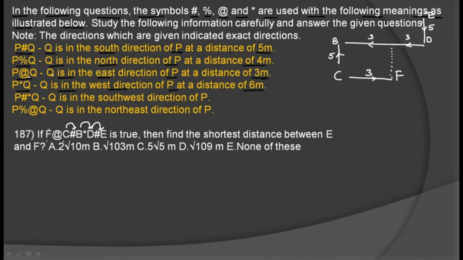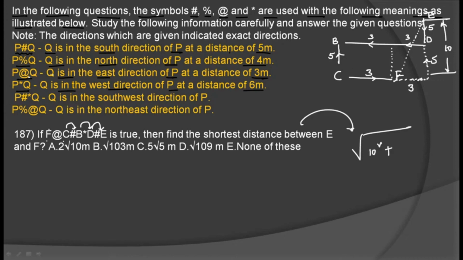Now the question: what is the shortest distance between E and F? You already know the parallel distances: here 3, here 5, here 5, so the total distance is 10. For any shortest distance, you can use the Pythagoras value: 3 square plus 10 square, which is 9 plus 100. So the shortest distance between the two points is root 109 meters.